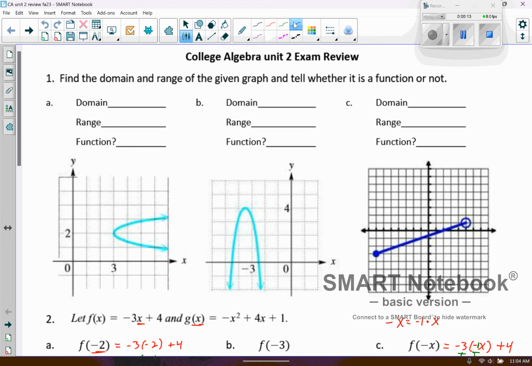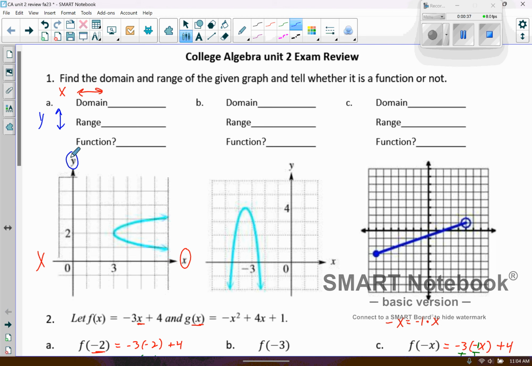So the first one was about domain and range, and so just a quick review on that. Domain is going to tell you the values from left to right that are covered. We're talking about the x values, so you want to look at the x-axis. For the range, you're looking from the bottom to the top, and we're talking about the y values. So you want to focus on what y values are covered. And then we'll talk about what makes a function in a second.